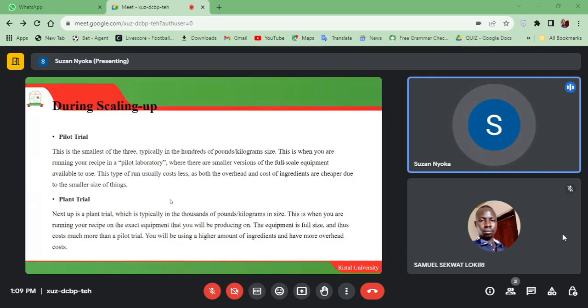The plant trial is when you're going to use the exact recipe and the exact equipment for producing the exact final product. The equipment is full size and thus costs much more than the pilot trial. So you'll be using a higher amount of ingredients and have more overhead costs.